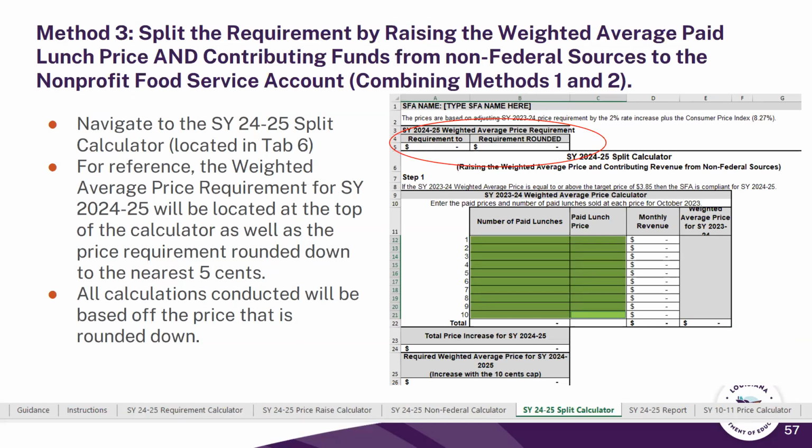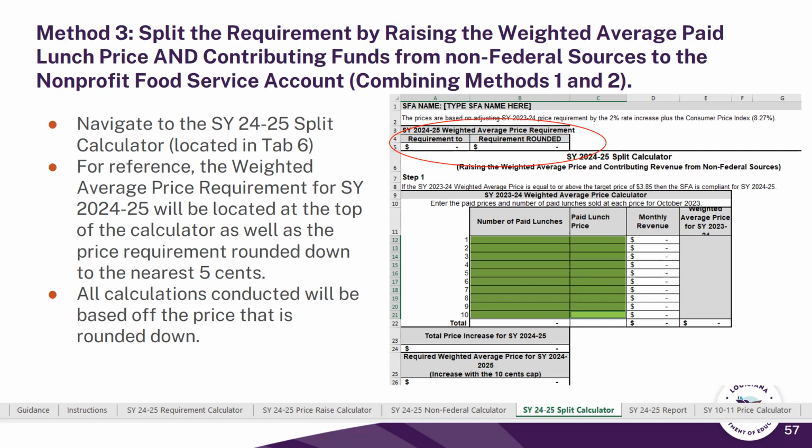Method 3: split the requirements by raising the weighted average paid lunch price and contributing funds from non-federal sources to the nonprofit school food service account, combining Methods 1 and 2. These instructions are for SFAs who want to split the requirement by raising the weighted average price of lunches and contributing revenue from non-school food service sources to the nonprofit school food service account. To begin, SFAs will navigate to the school year 24-25 split calculator located in tab 6.